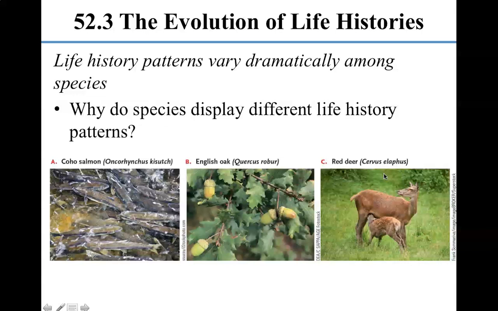So this begs the question, why do species display different life history patterns? Well, I kind of just answered that. But the book revisits this question. So we've got salmon, oak trees, and deer.